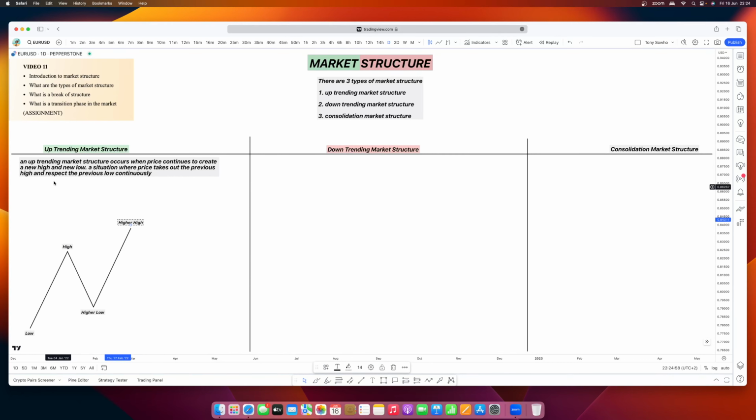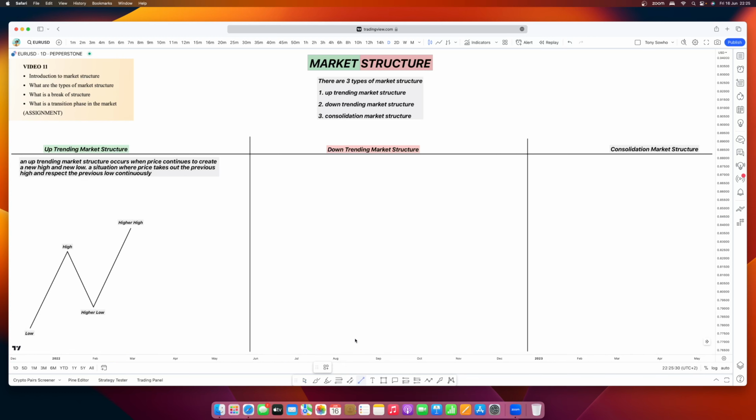Let's come back to the definition again. An uptrending market structure occurs when price continues, it has to keep happening, to create what? A new high. So this is a new high price has created, and price has created a new low here. It says a situation where price takes out the previous high. So price has actually taken out this high and respected this low. It sold down but did not get to this low. Respected it, rejected, and went back all the way to the upside.